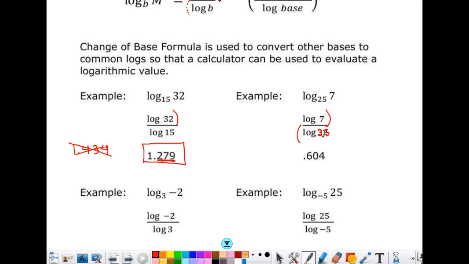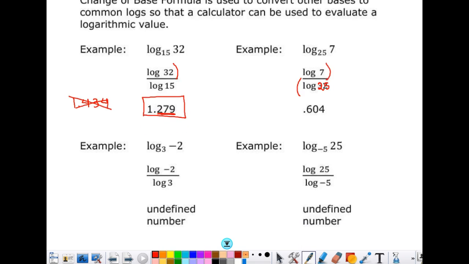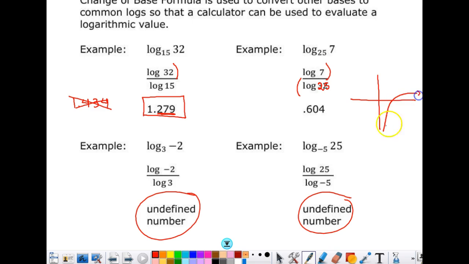Okay, now, notice down here, if the base or the number is either 1 or negative, you get an undefined number. So you don't even have to go through the trouble of typing it in the calculator. You just know it's going to be undefined. Okay? Because the log function looks, that wasn't a very good drawing, but all of the x's are positive. Okay? This is the basic log graph. This graph is not over here in negative land, over here where the x's are negative. So you can't have a negative x. Either one of these numbers can't be negative.